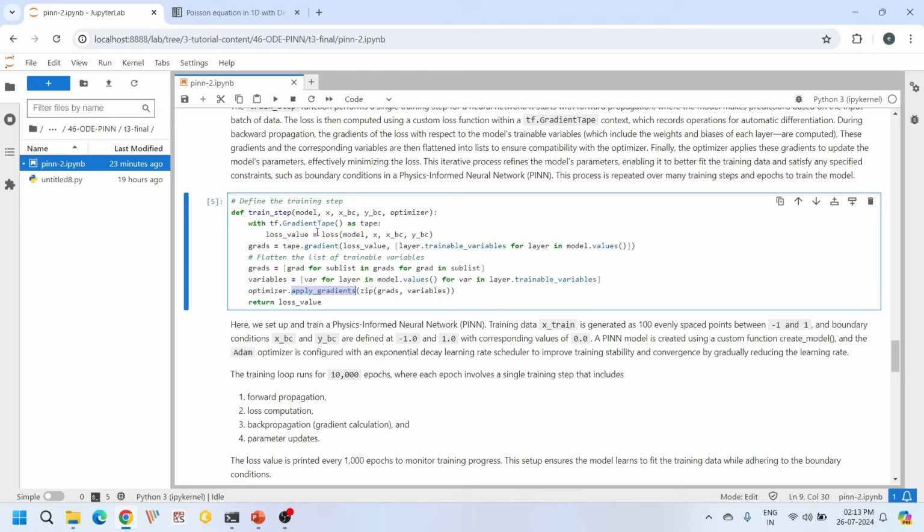This is an iterative process. We call this function several times, and in each step we minimize the total loss by updating the gradients and other parameters in every iteration.